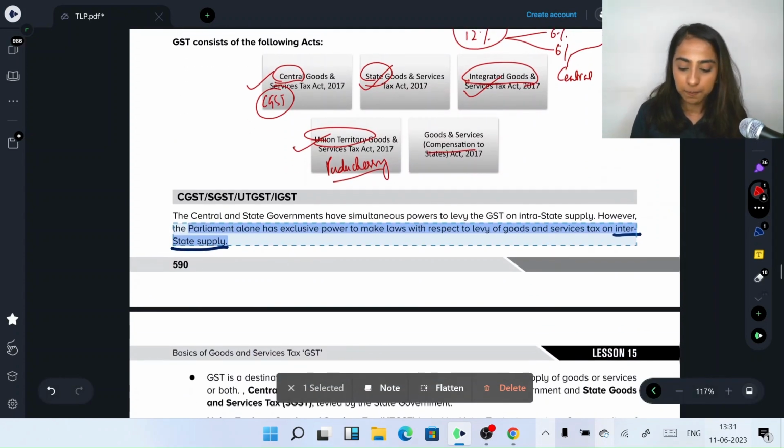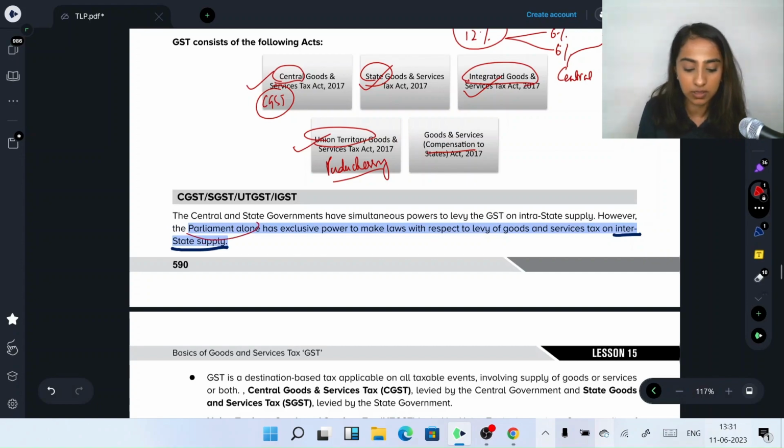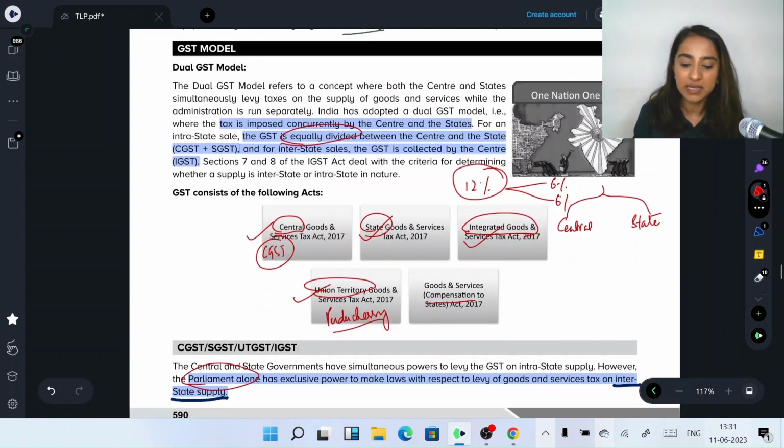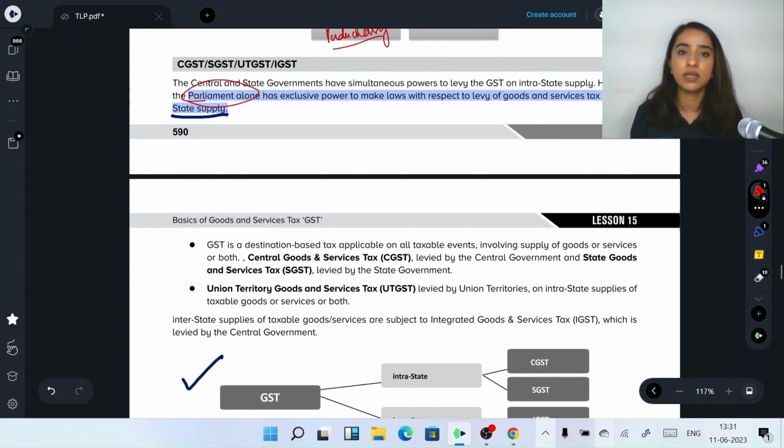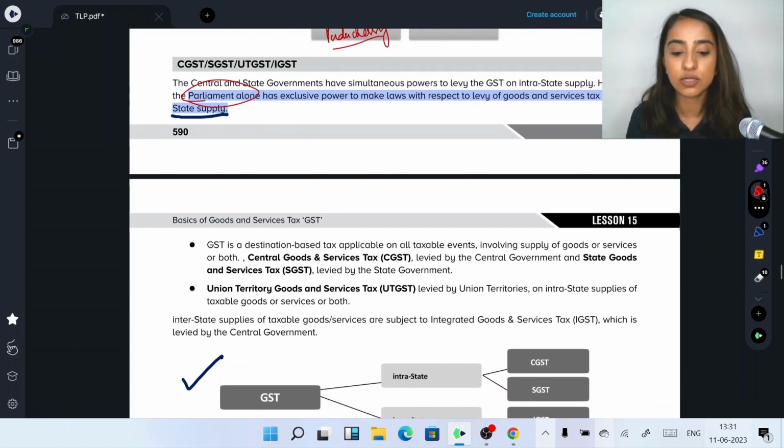Now, who has the power to make laws? The Parliament, and the Parliament alone, has the power to make laws. Mark it. Whatever I circle, whatever I've highlighted, please highlight this. So one day before the exam, whether you're listening to this lecture or studying, you will at least not miss out on the most important key points that you are supposed to see before going for the exam.